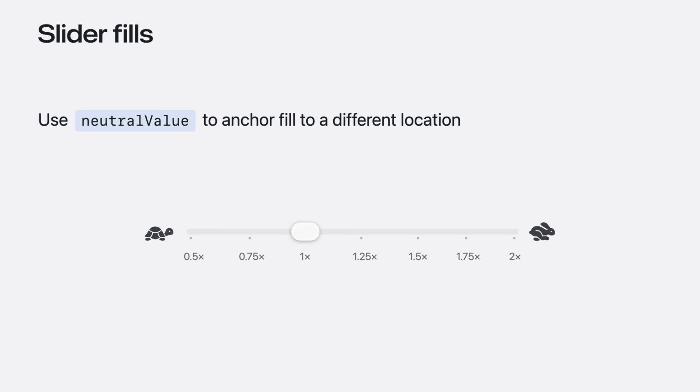It can anchor itself at any location along the track, rather than just the minimum end. Use the new neutral value property to set a value that serves as the anchor for the track fill. In this example of a playback speed control, I've set the neutral value to 1x, so that when the speed is made slower or faster, the blue fill helps communicate the difference between the selected value and the default value.